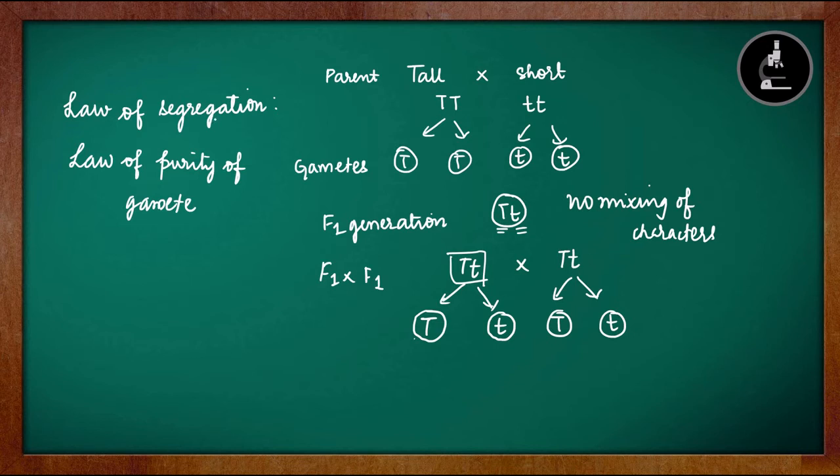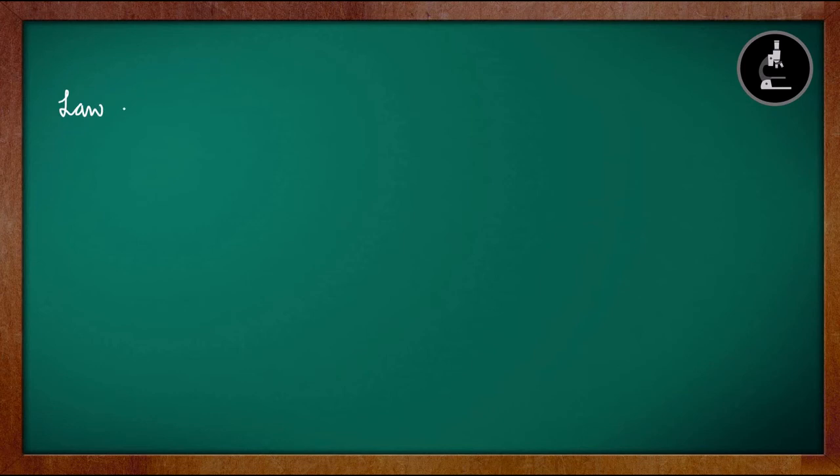So this is called the law of segregation, also called the law of purity of gametes. Why is it called the law of purity of gametes? Because the gametes which are formed will be very pure. It will be purely capital T or purely small t. So this is the second law. Moving on to the last law, that is the law of independent assortment.